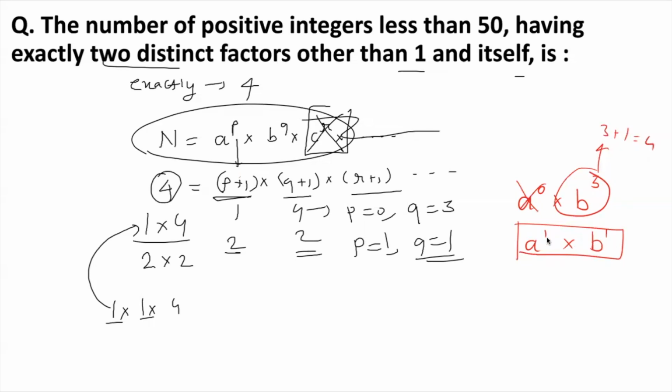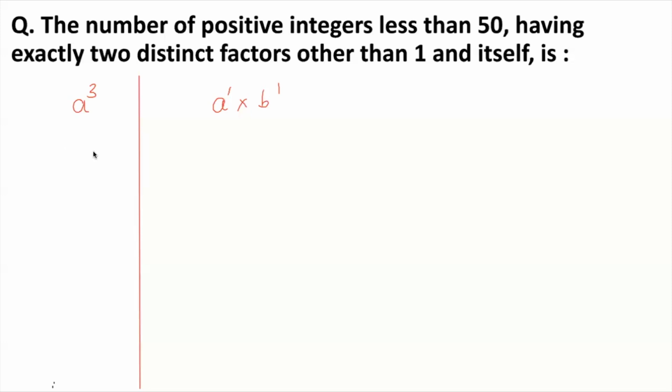And here also the number of factors will be 1 plus 1, 2, and 1 plus 1, 2. 2 into 2 will again give you 4.